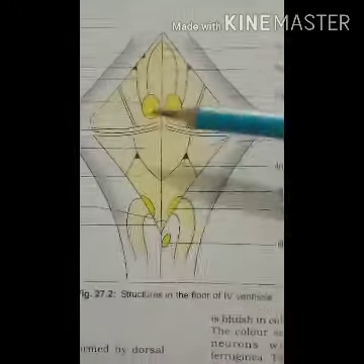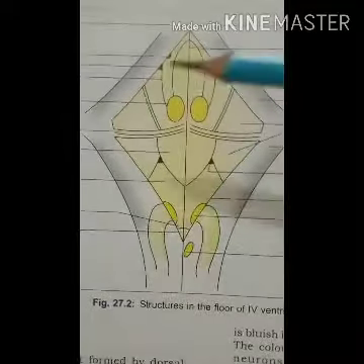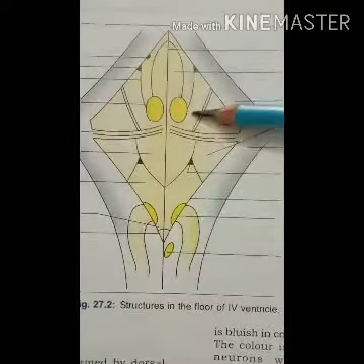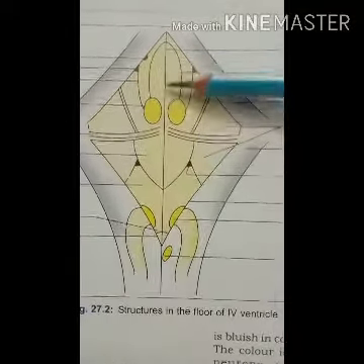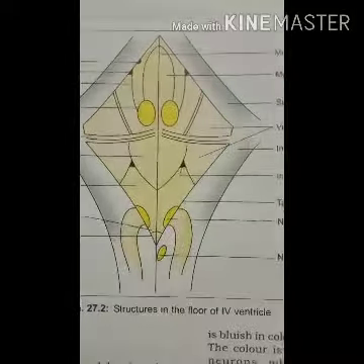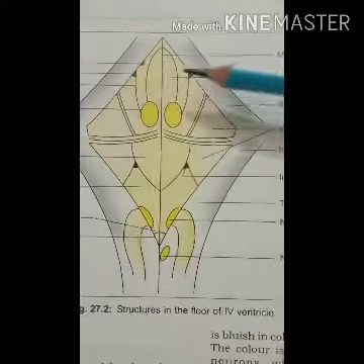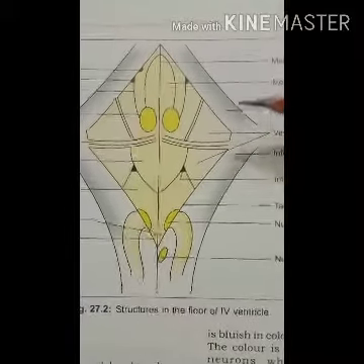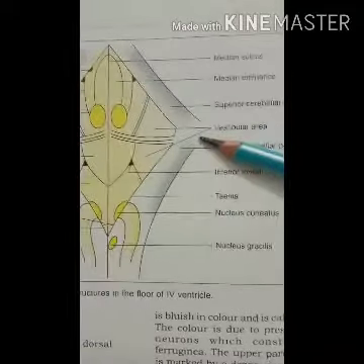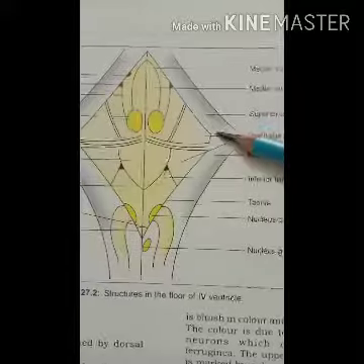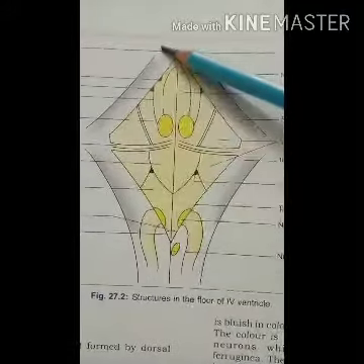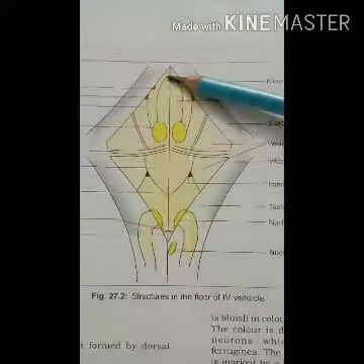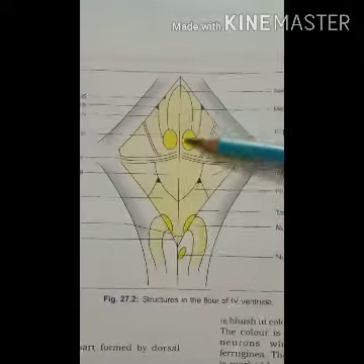Then the roof, that is the upper part. That is the roof of the ventricle, it is diamond shape. Here you can see the diamond shape, which is divided into the superior and the inferior part. The superior part or the cranial part of the roof is formed by the superior cerebellar peduncles and the superior medullary velum. Here you can see the superior cerebellar peduncle. This upper gray color part is the superior cerebellar peduncle, and the middle part is the superior medullary velum.